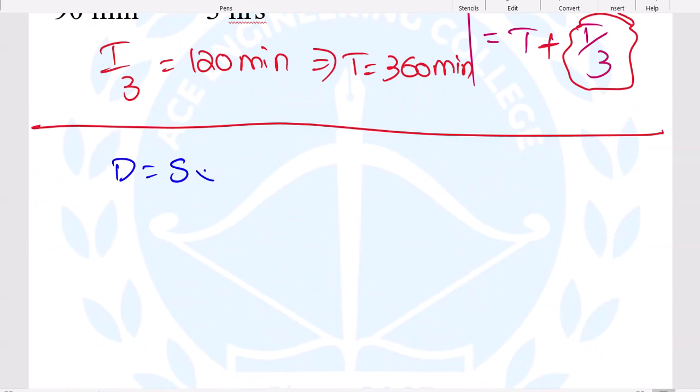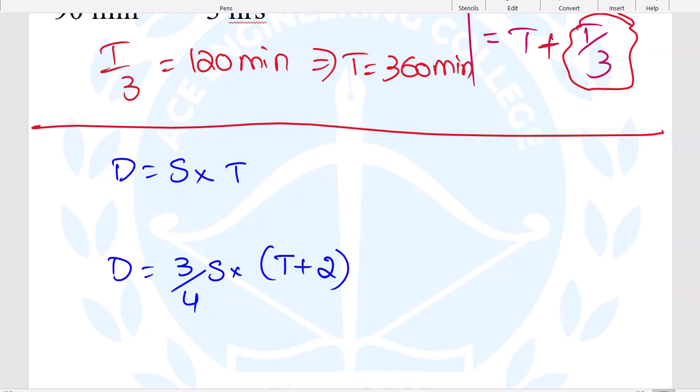Distance is speed into time. There is no accident. You are going with speed S, and the time taken is T. Now, for the same distance, you are going at only 3 by 4 of the speed. Time taken is T plus 2 hours. I am taking in terms of hours, converting 120 minutes to hours. Now divide these equations. D, D cancel. S, S cancel.